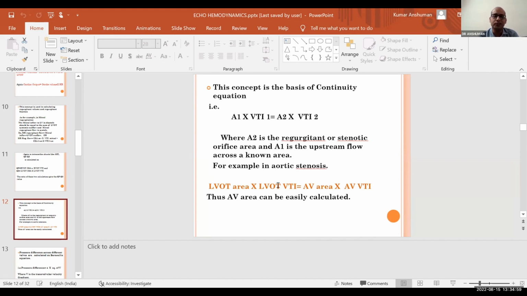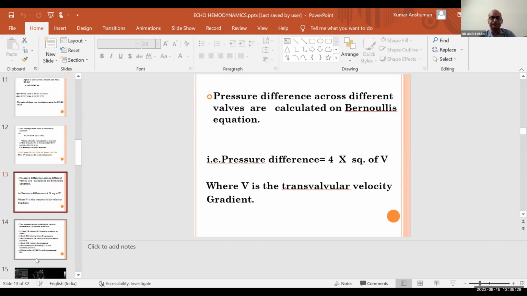So LVOT area into LVOT VTI you have. For AV VTI, you apply continuity wave at the aortic valve in the 5-chamber view, you get a graph below the line, you trace it, and that will be the AV VTI. Now AV VTI you have, LVOT VTI you have, LVOT area you have, so you can easily calculate AV area, and that will be the aortic valve area by the continuity equation. So this is the other concept of the continuity equation.